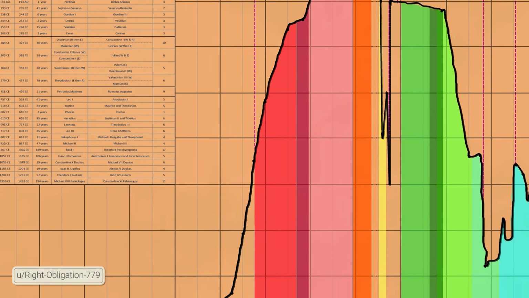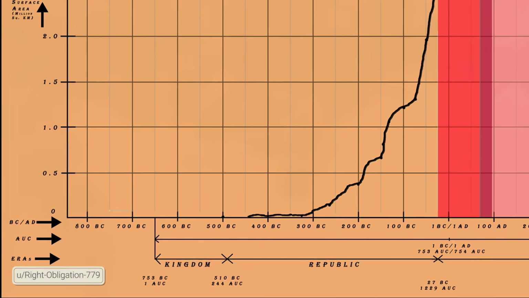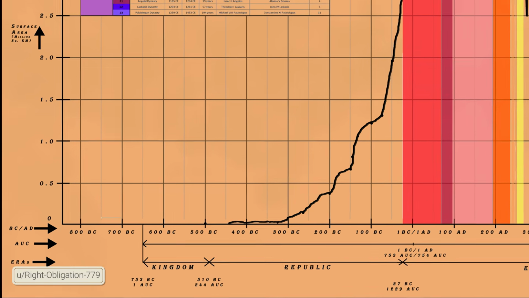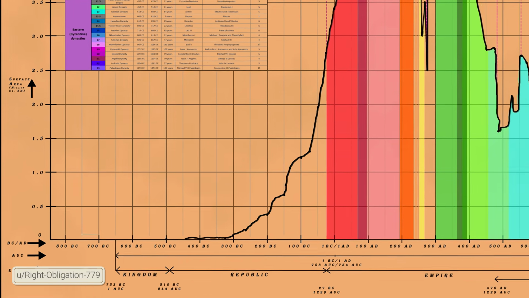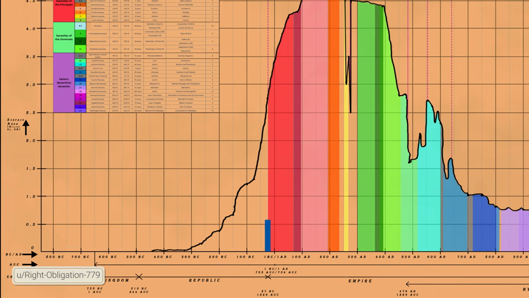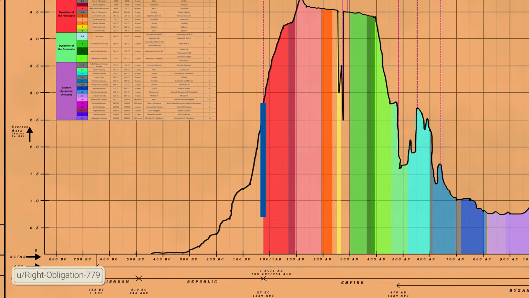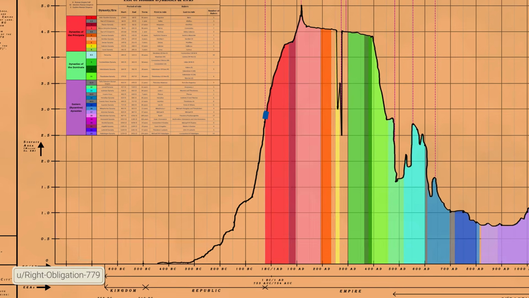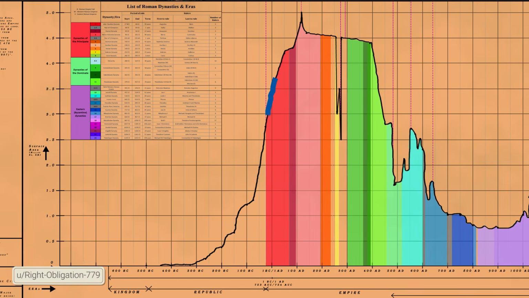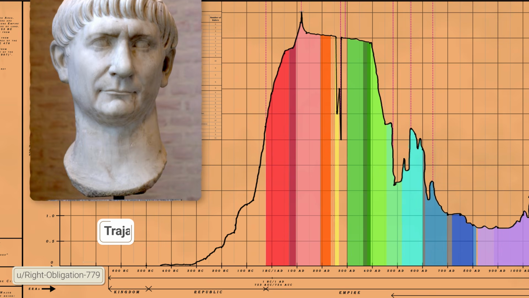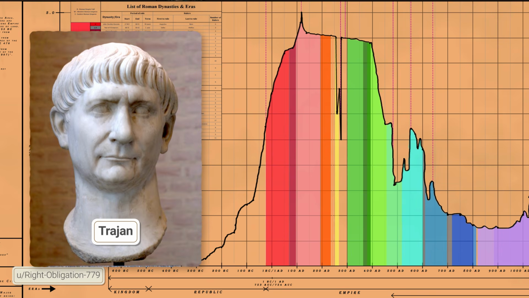So if we follow the line, we see that Rome started to grow when it was a republic, and in fact, half of its ultimate territory was gained prior to there being an emperor. The meteoric rise continues with the Julio-Claudians, but Rome's absolute peak of power actually occurs after them, right here during the reign of Trajan. After that, it's basically all downhill.